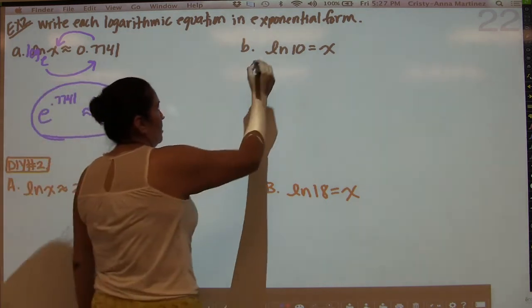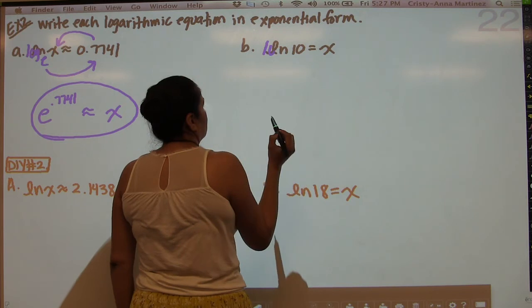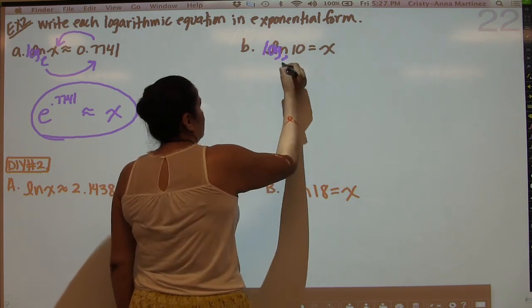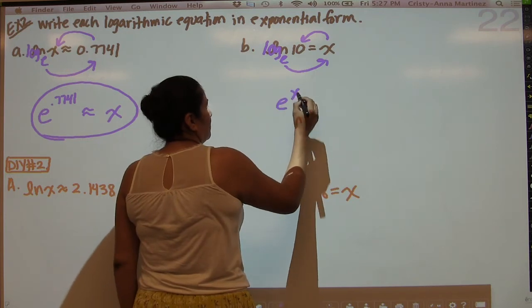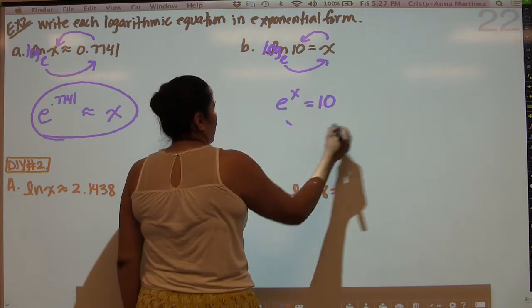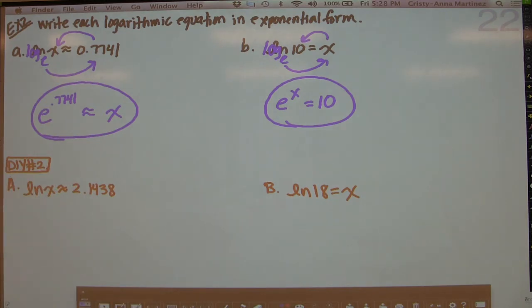And same thing here, we can write log base e, so we're going to go e to the x power equals 10. And we'll take it from logarithmic form to exponential form, just like that. So now you can try to do number 2 yourself.